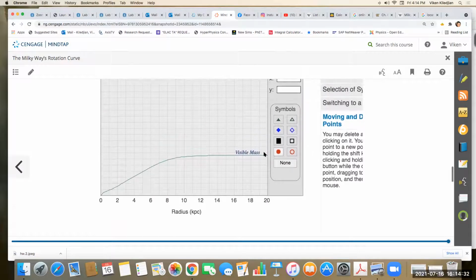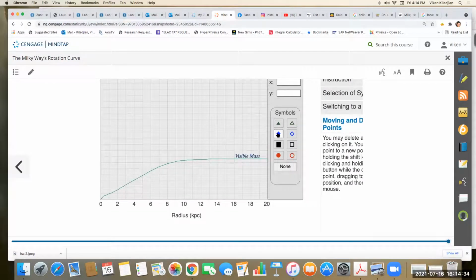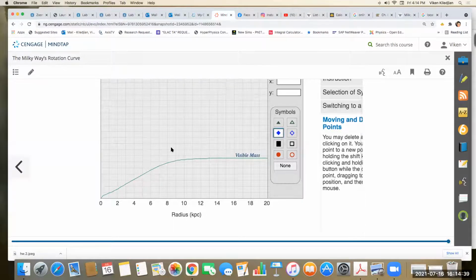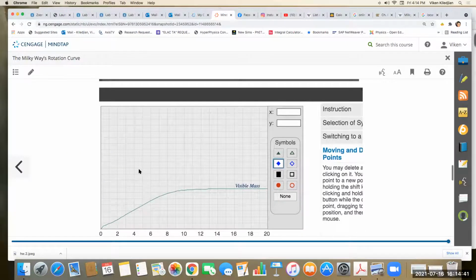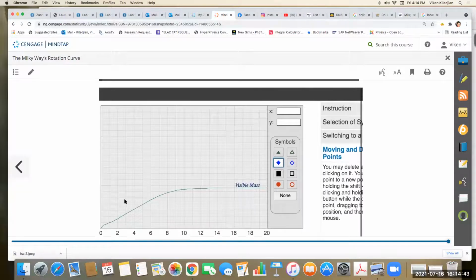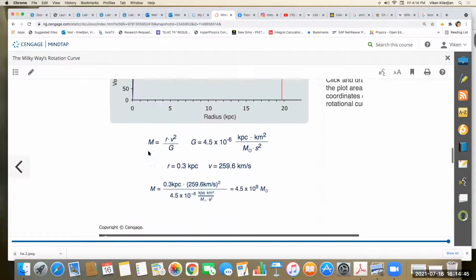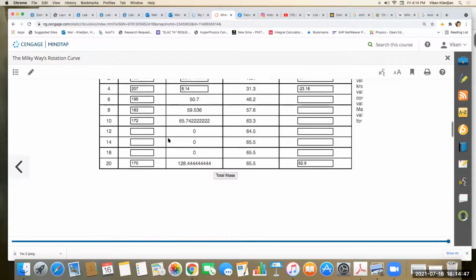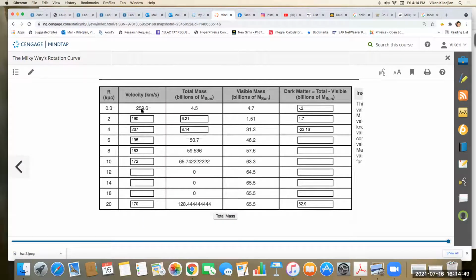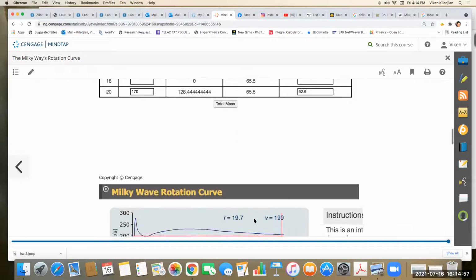So then this is the visible mass. So then you go like this. What would be a nice symbol? Okay, let's see here. What I would do is go over here and say, okay, at 0.3, the total mass is 4.5. Right? So where would that be on the graph?